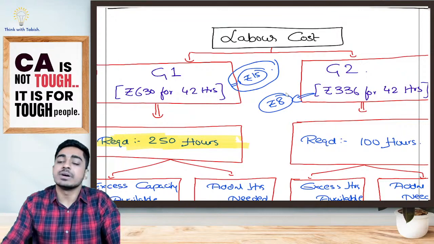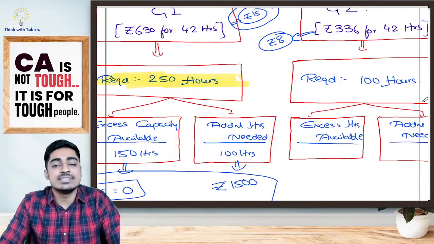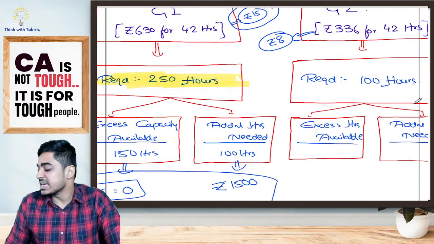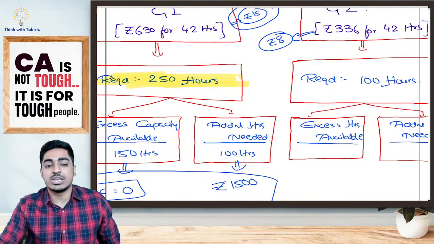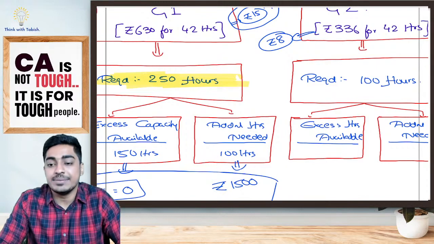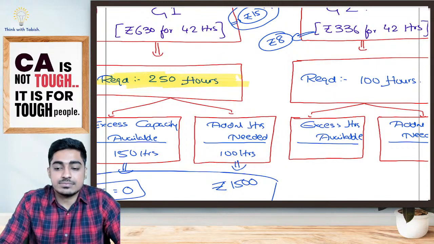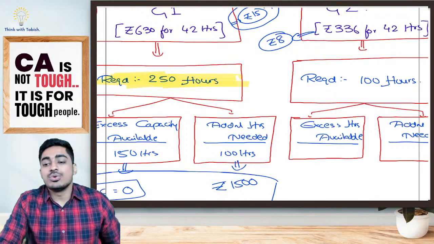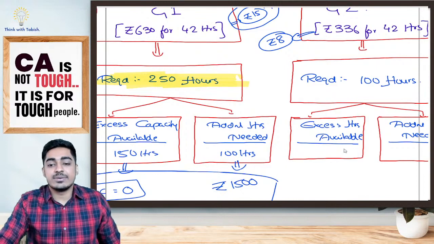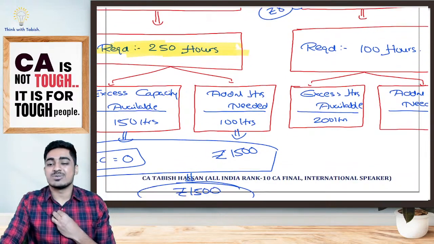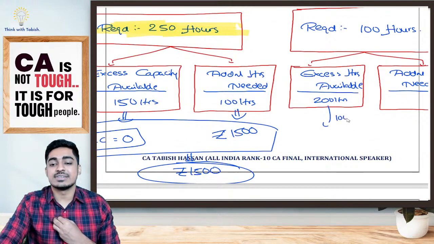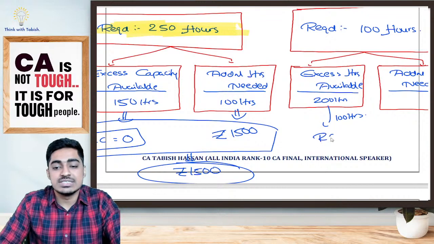Yes, perfect. Now G2. G2 employees, we are paying 336 for 42 hours. That is 8 rupees per hour we are paying. 100 hours is required. How many hours of spare capacity are available for G2? Tell me. Yes, 200 hours of spare capacity is available. So we'll say, yes, 200 we don't want, but give us 100 hours. So from this we'll take 100 hours. So the relevant cost is 0.